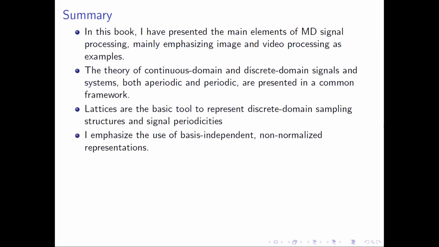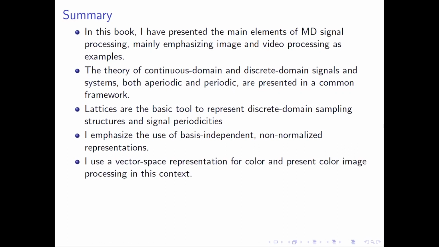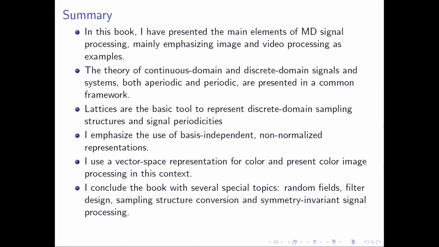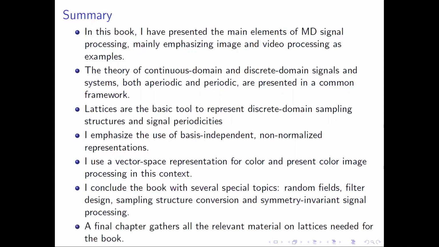I particularly favor basis-independent representations that do not change as we change the basis for the lattices. I also avoid normalized representations for signals in Fourier transforms that lose the geometric structure of these domains. I present the vector space approach for a representation of color and use this as the basis for the theory of color image processing. I conclude the book with several special topics, namely random fields, filter design, sampling structure conversion, and symmetry invariant signal processing. The final chapter presents all the needed development of lattice theory in one self-contained exposition.